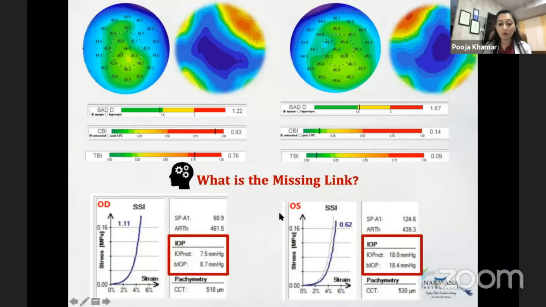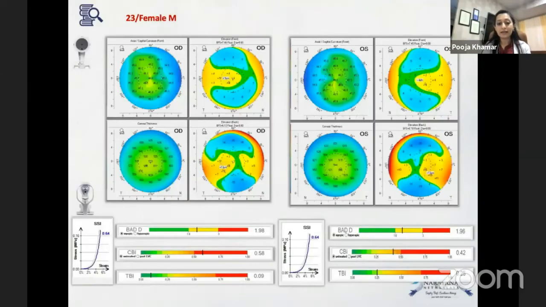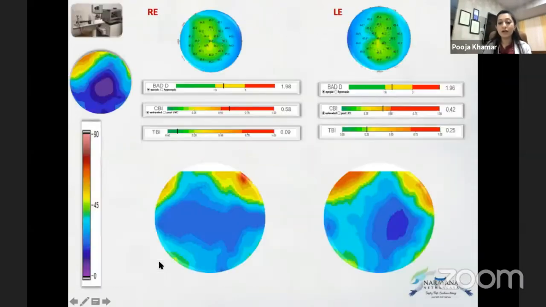So always, if there is a discrepancy, go back and check the IOP. If there is a discrepancy in the IOP, always repeat the measurement before making a call on what you're dealing with. The third case is, again, you're badly suspicious, CBI suspicious, TBI is normal.